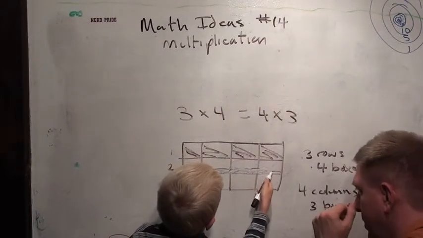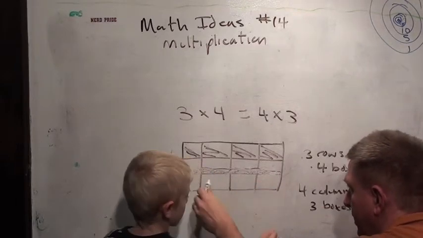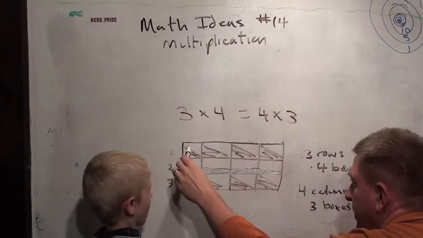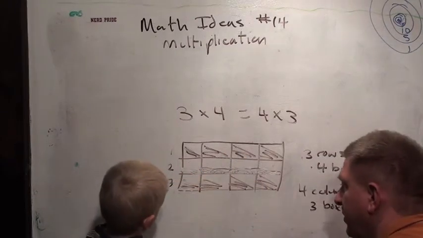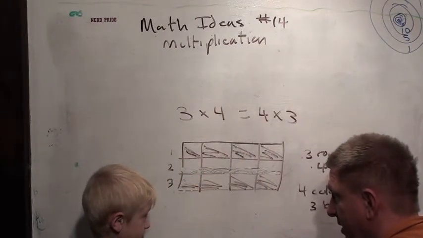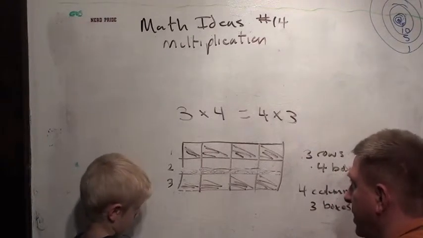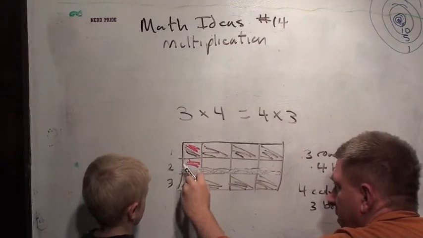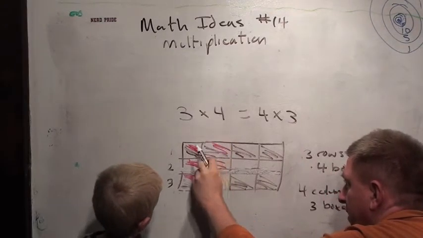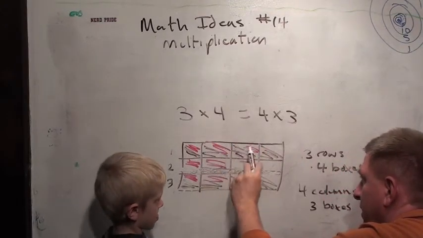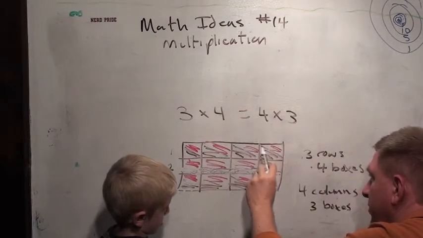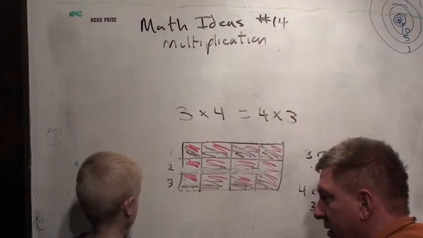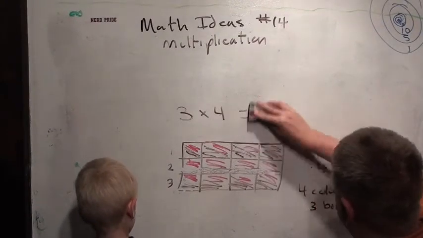Why don't I do the bottom? Okay. So how many boxes did I color in here? I colored in 4 boxes in each row times 3, so I colored in 12 boxes. But now when I go the other way, when I color in the top, I'm going to fill in the columns. So that's 3, 6, 9, 12. So that's why 4 times 3 equals 3 times 4. Cool.